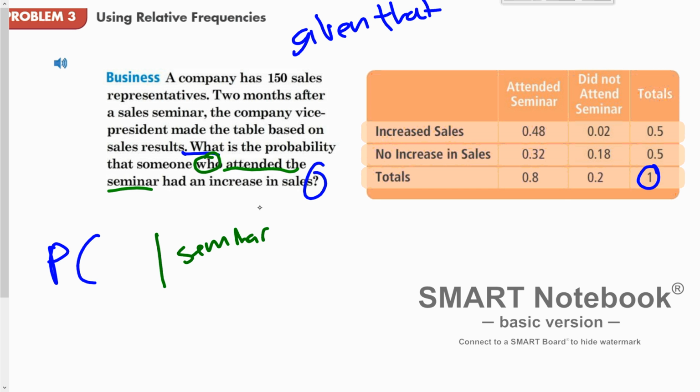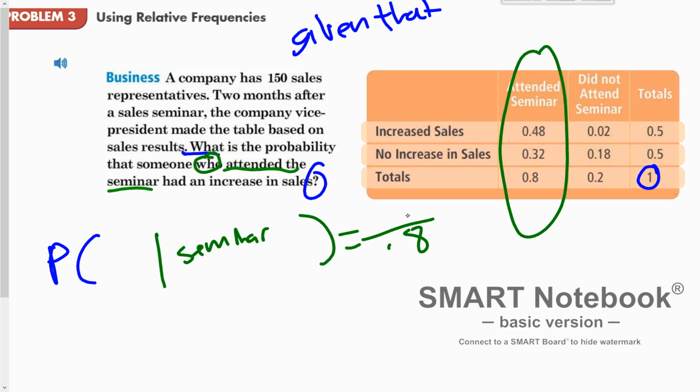So we're only looking at those who attended the seminar, so we're looking at this total. That means our denominator would be 0.8. And then on top is what comes before the "who," so our probability of who attended the seminar had an increase in sales. So we're looking specifically at increase in sales. So increase, and who had an increase? 0.48. So 0.48 over 0.8, and you can go ahead and calculate that, or move the decimal over twice, right?